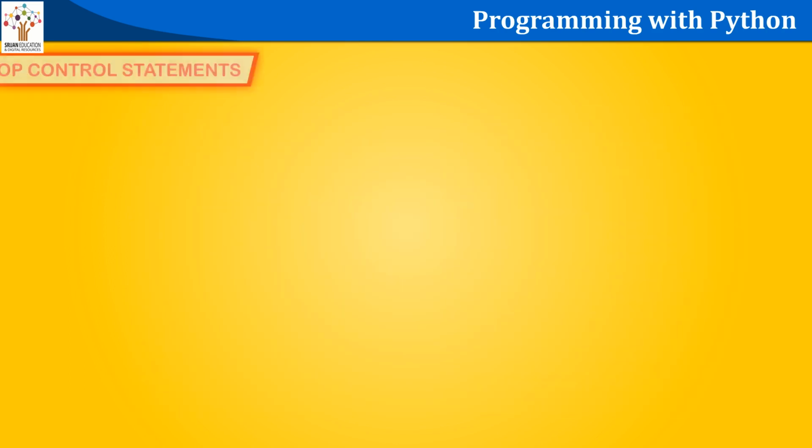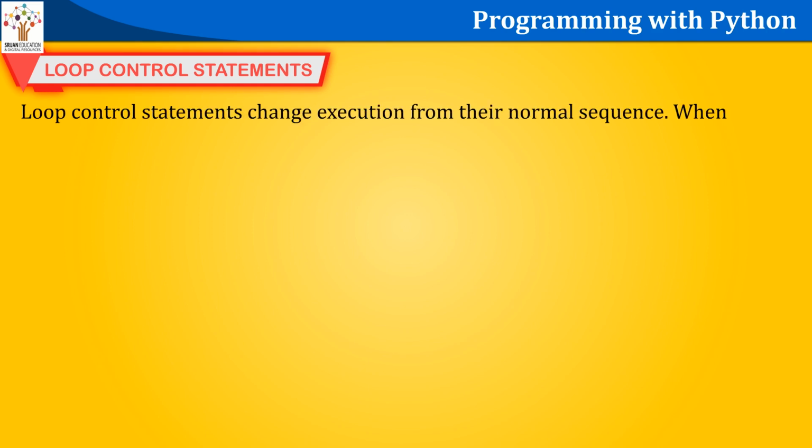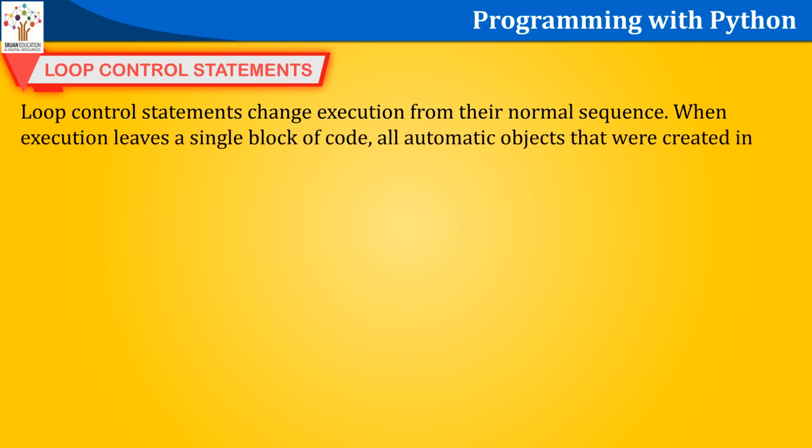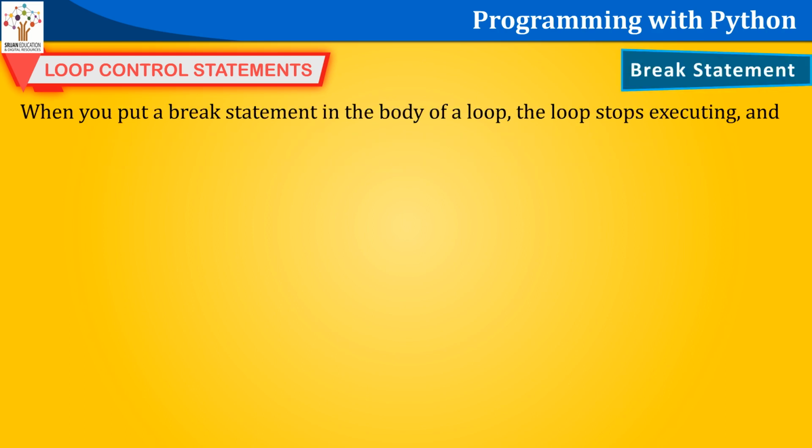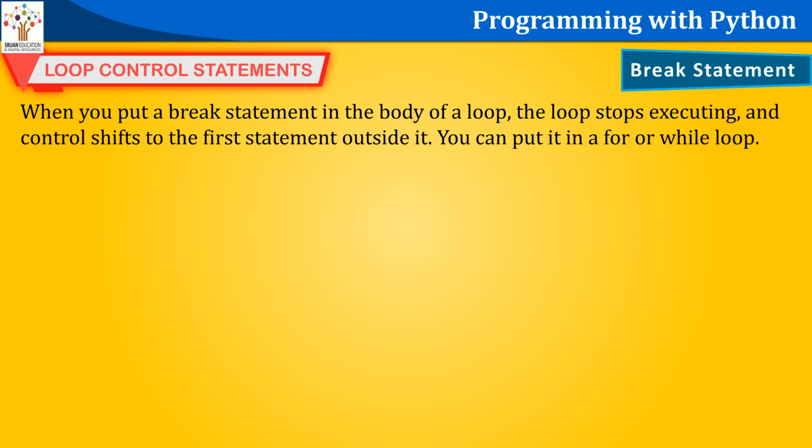Output. Loop control statements. Loop control statements change execution from their normal sequence. When execution leaves a block of code, all automatic objects that were created in that block are destroyed. Python supports the following control statements. Break statement. When you put a break statement in the body of a loop, the loop stops executing and control shifts to the first statement outside it. You can put it in a for or while loop.